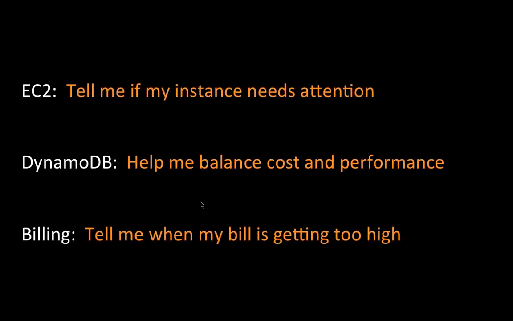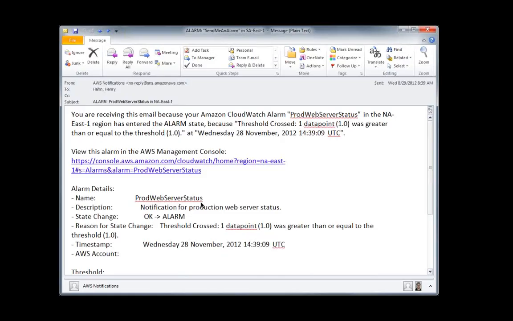Here we have a couple of use cases. So for EC2, you might be interested in: please tell me if my instance needs any attention, if it's running out of resources, if it's feeling a bit sick, unwell. For DynamoDB, for example, you may want CloudWatch to help you balance the cost and performance. For billing, that's a quite typical use case, where you want to know when your bill is getting too high, basically exceeding a threshold. So what you can do very easily is have CloudWatch send you alarms.